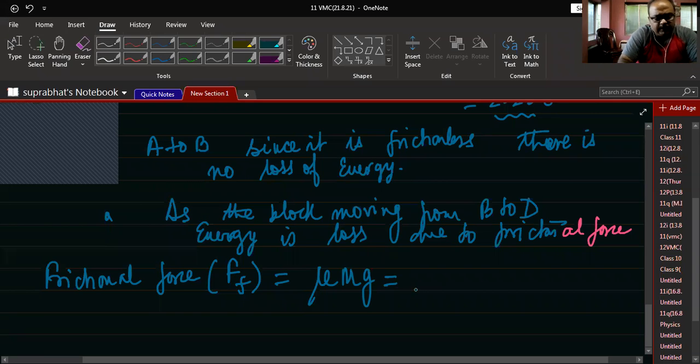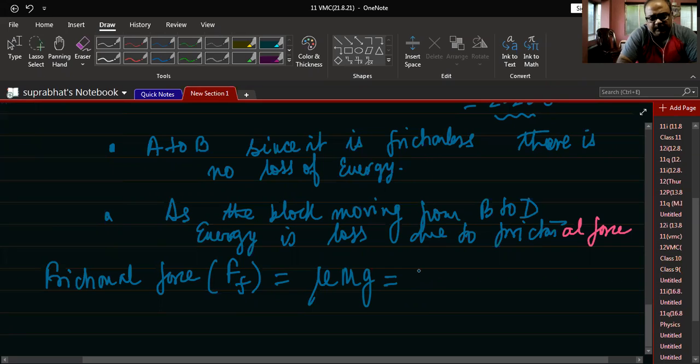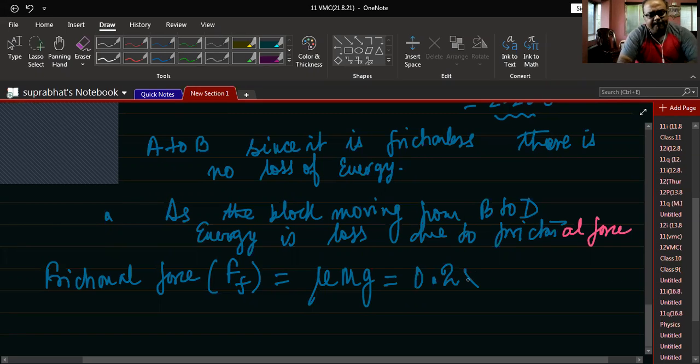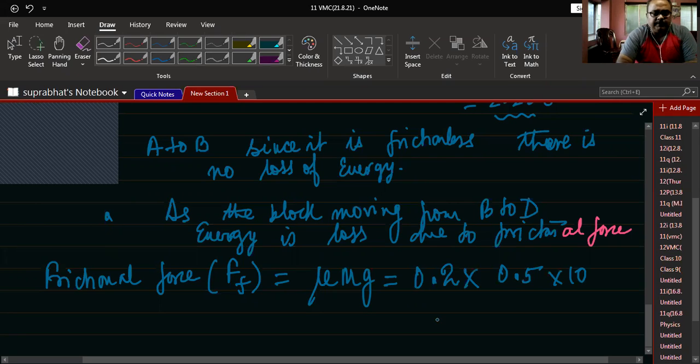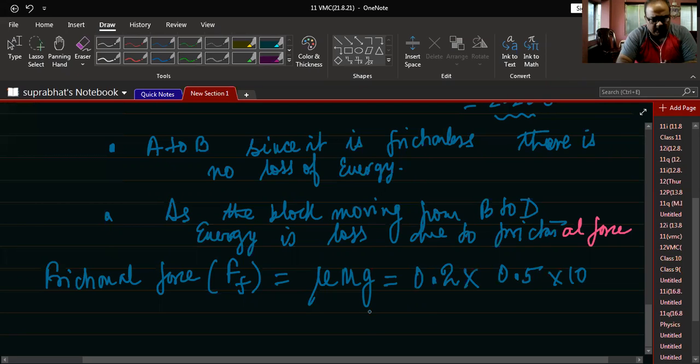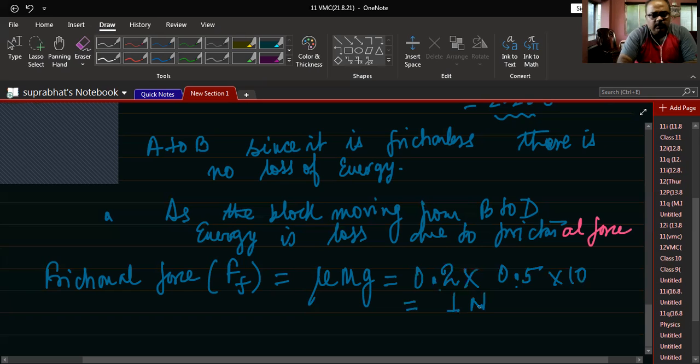And mu is how much? We have taken the kinetic friction, so that will be equal to 0.2 into m. What is mass m? Mass m is 0.5, as we have already taken. And what is g? They have already asked us to take g to be 10. So the frictional force experienced by the block will be 0.2 into 0.5 into 10. That will come to 1 Newton.